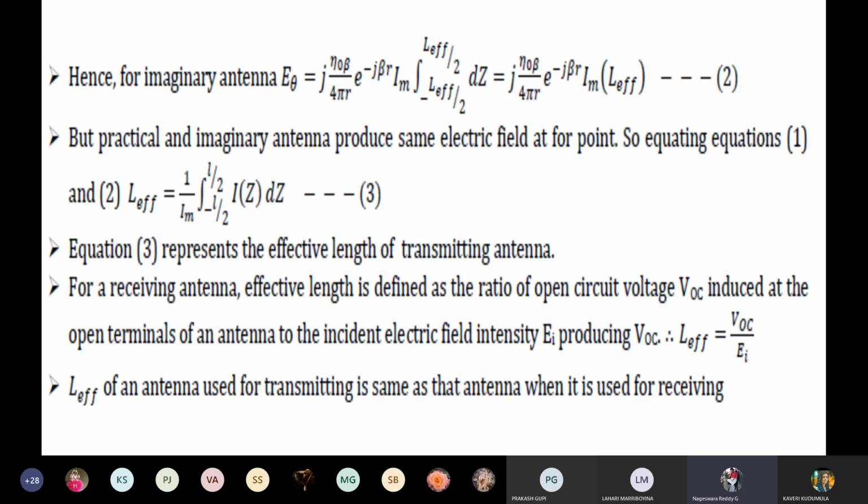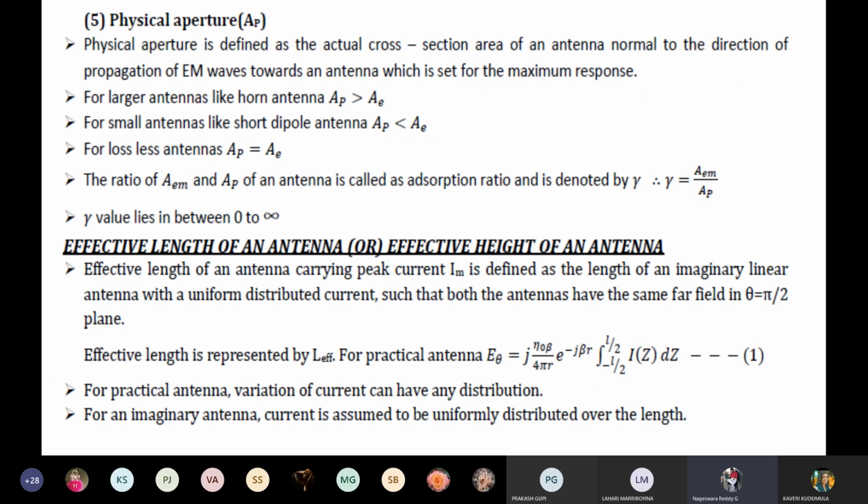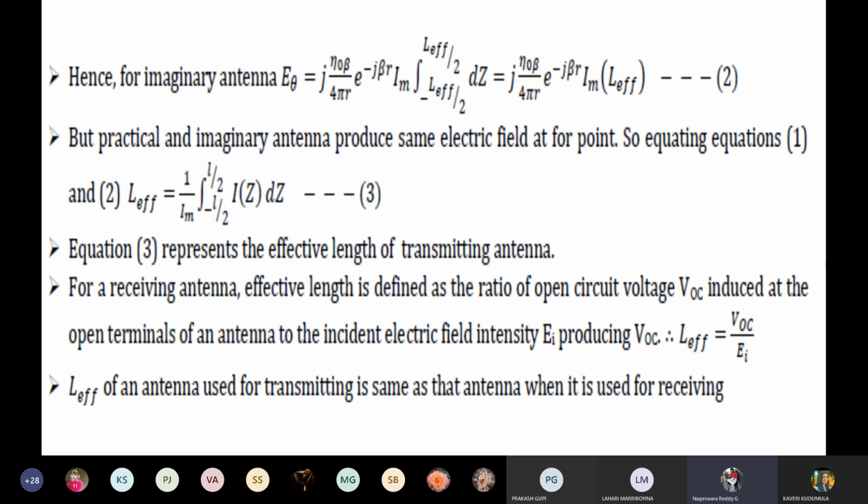In the previous slide, you have the equation for E naught, that is E naught is equal to j into intrinsic impedance. This is equation 1 and this is equation 2. If you compare both equations, Im into L effective is equal to integration minus L by 2 to L by 2 of I of z dz. Equation 3 represents the effective length of a transmitting antenna.